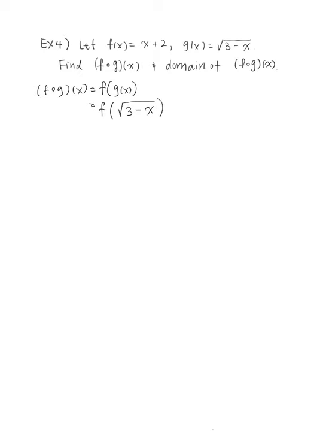Now what we need to do is look at function f and replace its x with what's in the parentheses. So what do we get? We're going to have the square root of 3 minus x, and then plus 2. So this is going to be our answer for f of g of x. Now let's go with the domain of f of g of x. For this particular problem, I'm just going to go with method 2, because to me that's a lot simpler and less thinking.